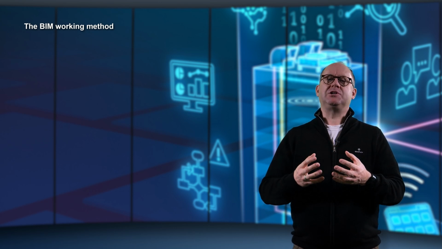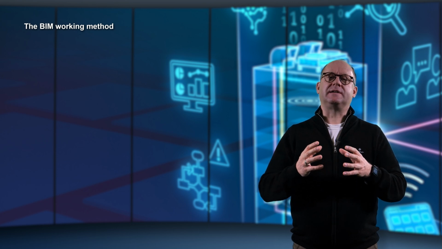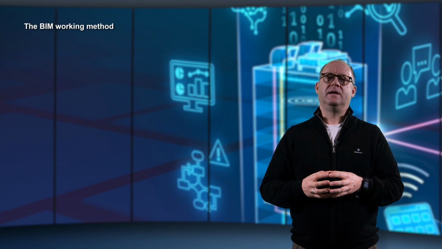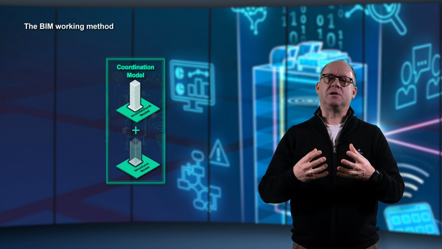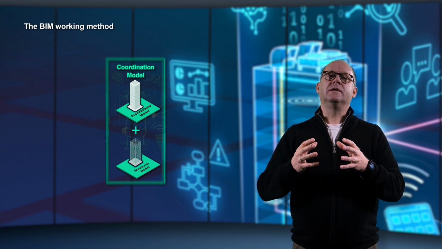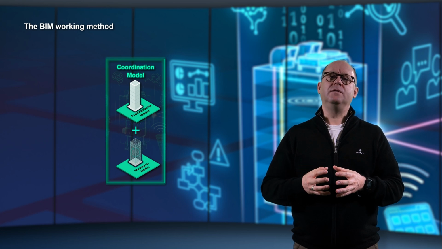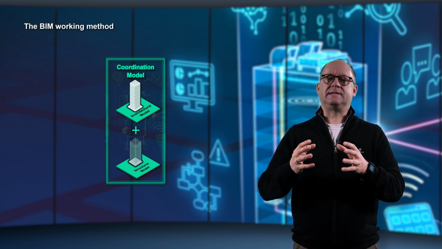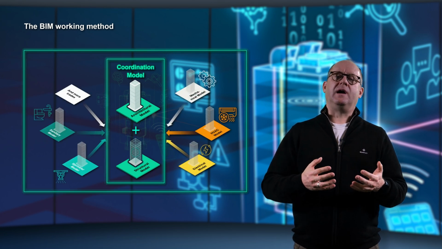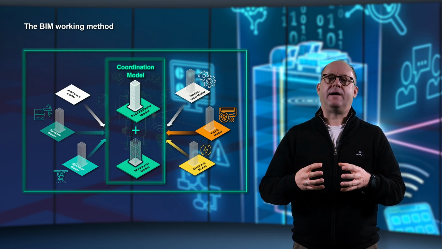BIM is an agile working method and radically changes the tasks and procedures in the building processes. The aim is to build a digital version of the building, the so-called digital twin, for which all the trades involved, such as heating, ventilation, air conditioning, building automation, and also power distribution, must provide data.